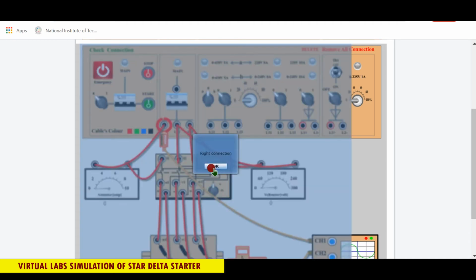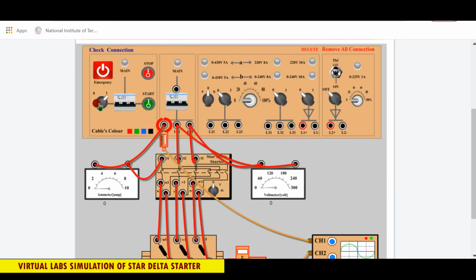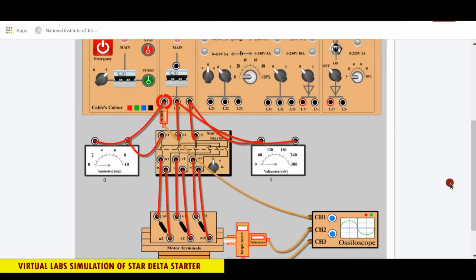Okay, the connection is right. Then switch this knob to right, then switch on the MCB, then click on the start button, and this will be turned red. Again switch on the second MCB, and then, guys, you have connected the circuit diagram in star delta connections.